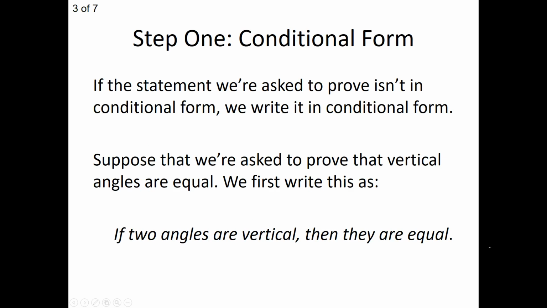So again, our step one is the conditional form. We want to make sure it's written in if-then form. So for example, we're going to have a statement of proving that vertical angles are equal. Well, let's transform that into a conditional. If two angles are vertical, then they are equal. What that provides us with is where we start in our proof. That's going to be our given, and they are equal. That's going to be what we are to prove.